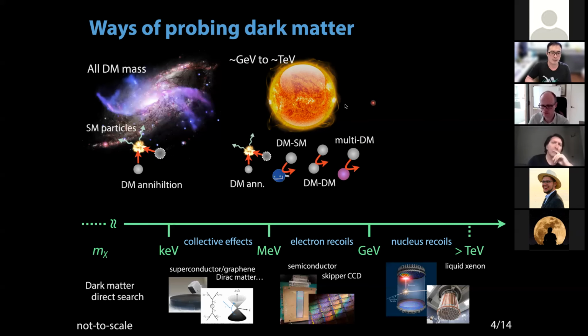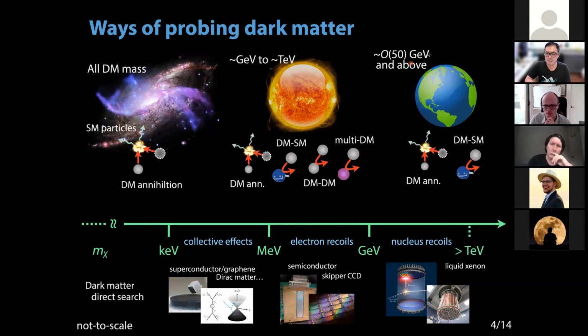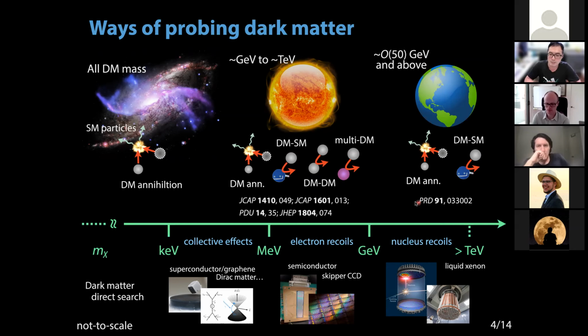So besides the Milky Way and our sun, our Earth is another probe for dark matter. It is sensitive to a dark matter mass heavier than 50 GeV. It is also sensitive to these two types of dark matter interactions. So this is a brief introduction on the current status of dark matter direct search and indirect search. My recent works on the Earth-captured dark matter and solar-captured dark matter are listed here.